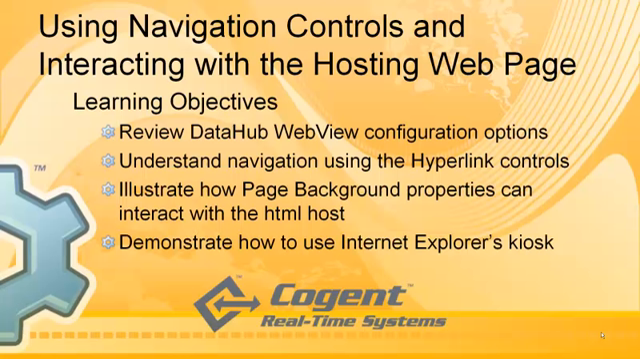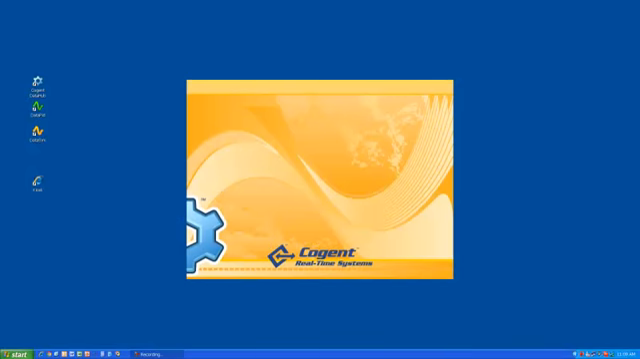I'm also going to illustrate how we can use Internet Explorer's kiosk mode to, in effect, lock the users or operators into the browser and not allow them to navigate to a different URL. Because we're going to be changing the settings in DataHub WebView, I'm going to use the local host version of Cogent DataHub as opposed to the cloud server.